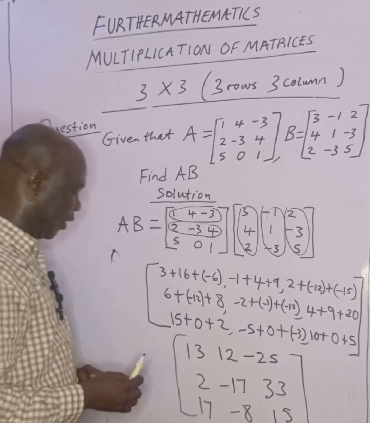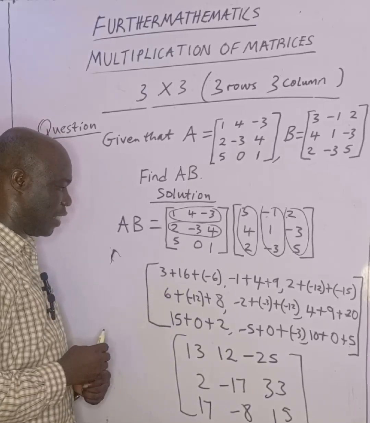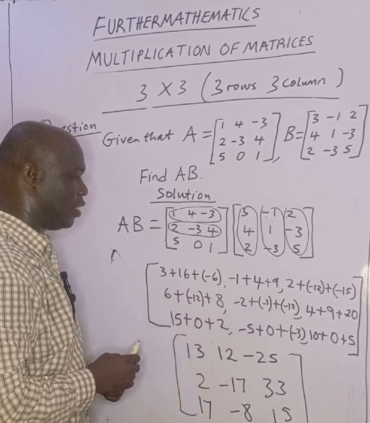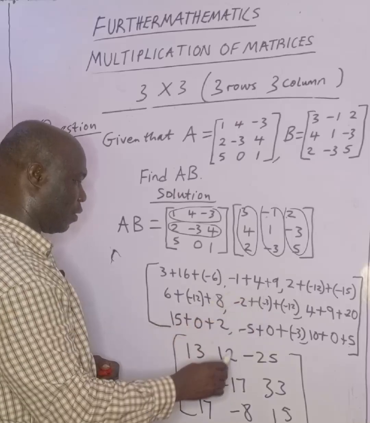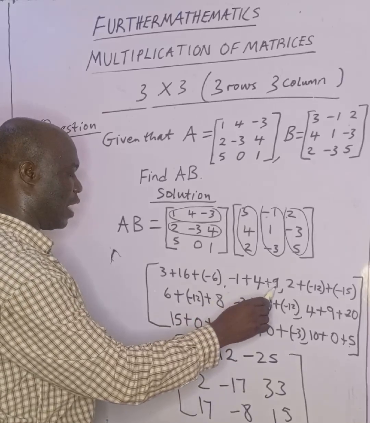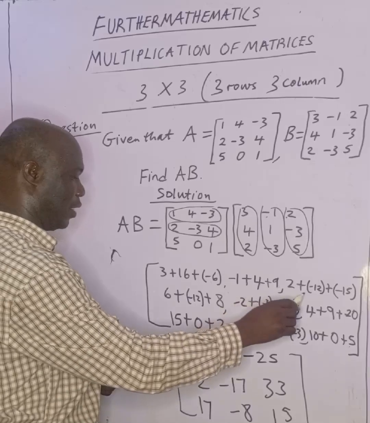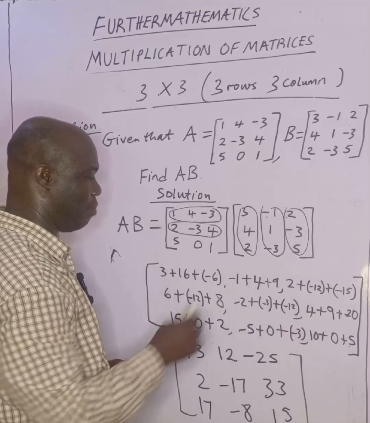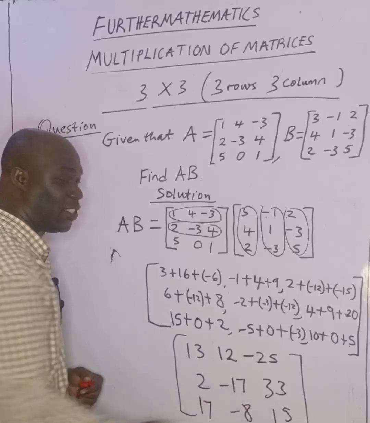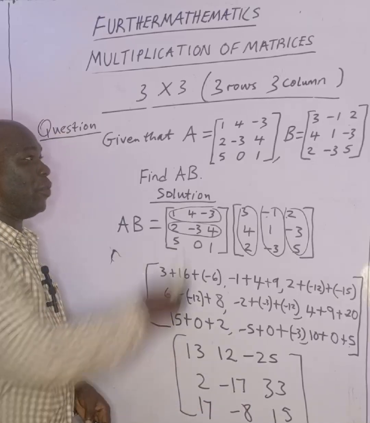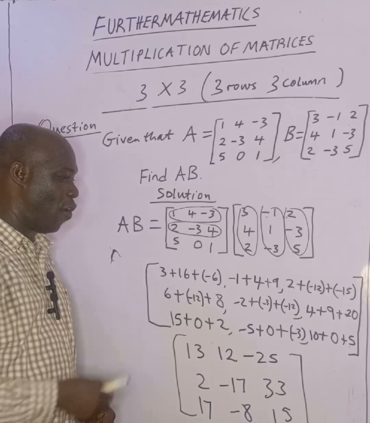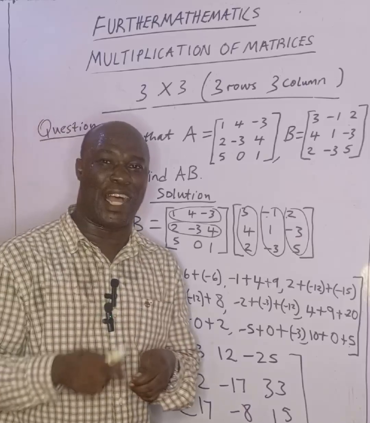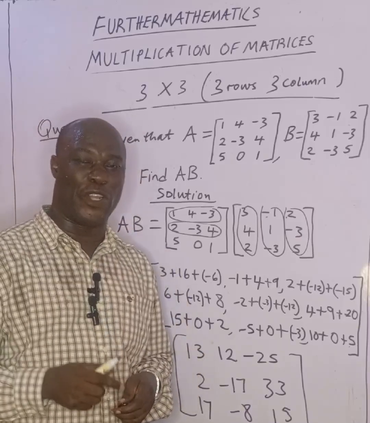So let's do a kind of a recap here. This plus this 19, 19 minus this is 13. So this minus this is 3 plus this, 3 plus this, that's 12. All right, this 2 minus this, that's minus 10, minus that, minus 25. So this is just the answer of 3 by 3 multiplication of matrices. You just have to take time, calm down, and look at the calculation very well.